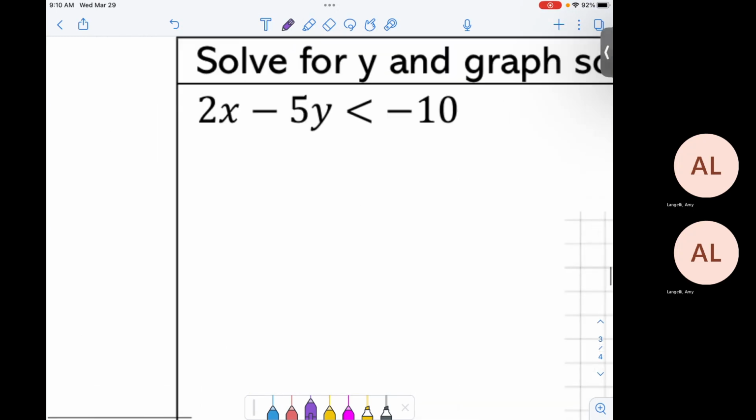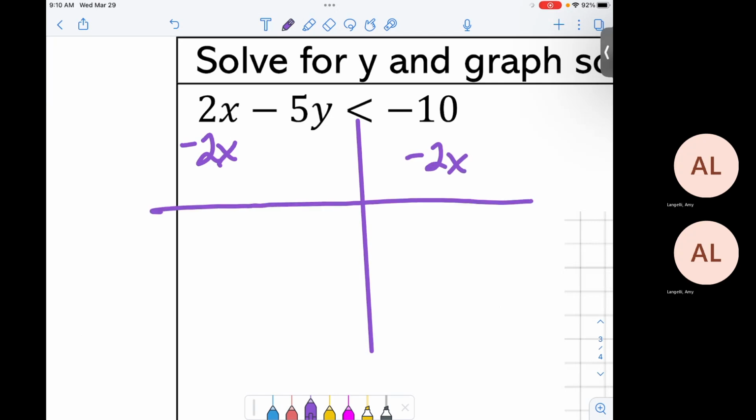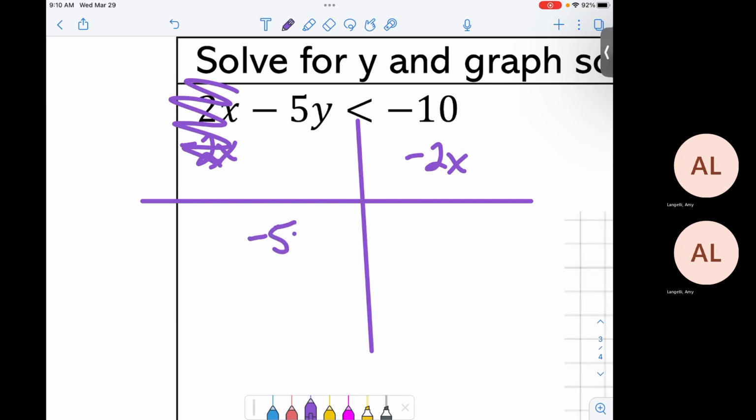Now, old school, because they're going to have to know this for the Keystones. Do you know how to get y by itself? You add or subtract 2x. Okay, subtract 2x. We will end up dividing as well. Then you divide by negative 5.